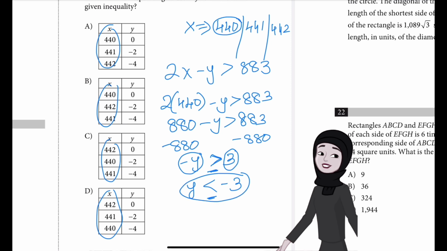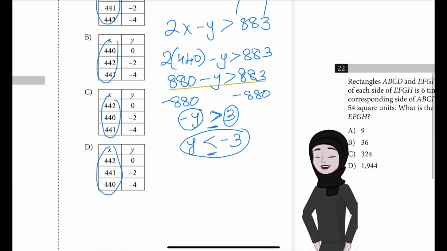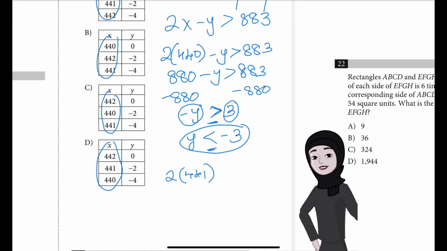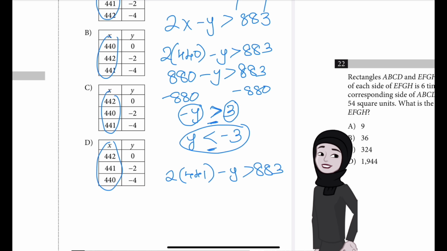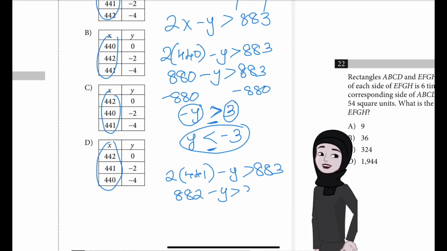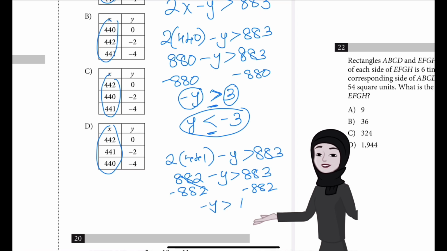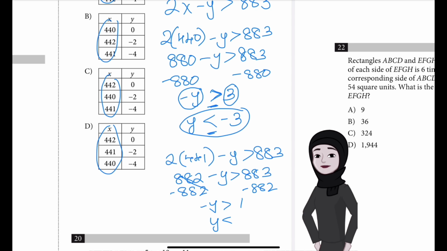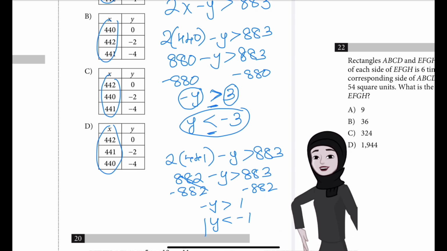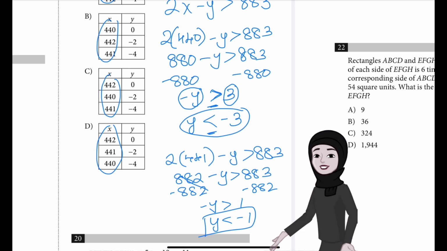So in the table we have to choose that if the input is 440, the value of y should be less than negative 3. Next we will substitute 441 for x. So 2 times 441 minus y should be greater than 883. Again the same steps: 2 times 441 which is 882, minus y is greater than 883. Subtract 882 on both sides, so you will get negative y is greater than 1. Dividing both sides by negative 1, we have to reverse the inequality sign, so y is less than negative 1. So when x is equal to 441, the corresponding value of y must be less than negative 1.